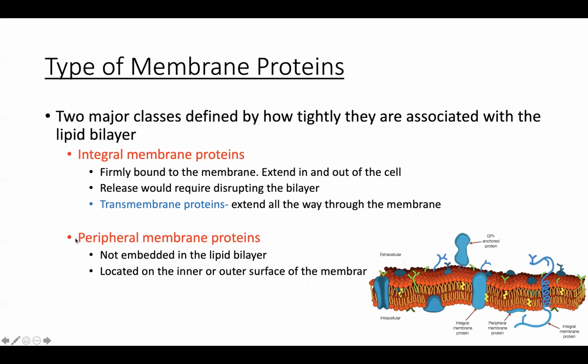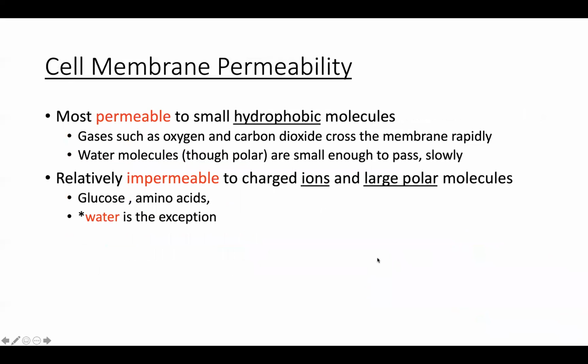Then we have peripheral proteins, okay? Peripheral membrane proteins are not embedded into the lipid bilayer. They're typically located on the inner or outer surface of the membrane. So if we take a look here, this structure right here refers to a peripheral membrane protein, all right? This protein is embedded sort of on this inner membrane surface on the inside, in the intracellular environment. All right, so it's not firmly embedded to the entire bilayer structure. Okay, so removing this peripheral protein does not run the risk of ruining the integrity of the cell structure.